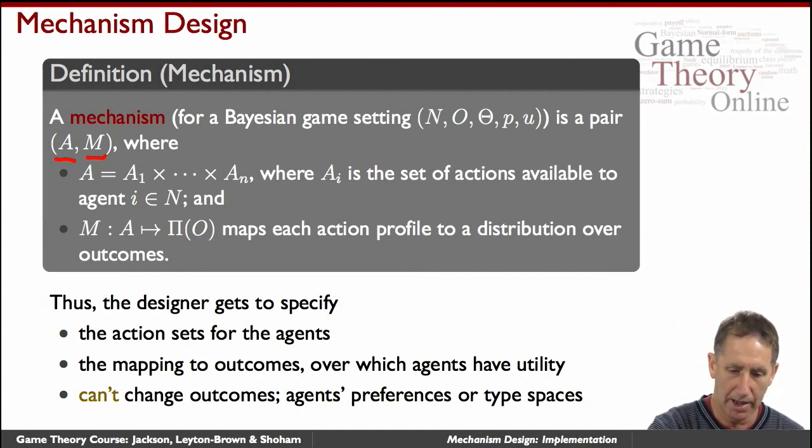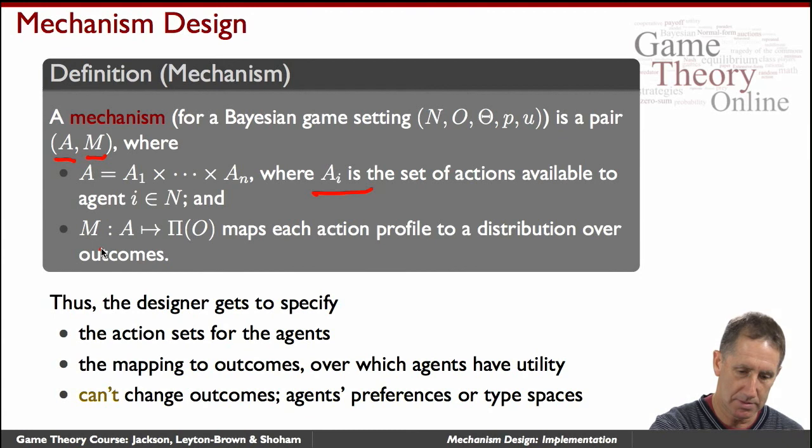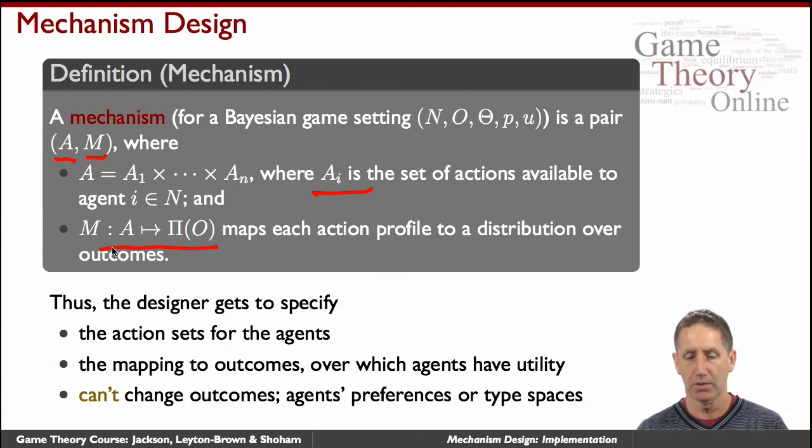So action is simply a set of actions for each of the agents. For example, in a voting situation, it might be to specify your entire ordering among the candidates, or to specify your top candidate, whatever the voting rules are. And a mapping says, based on those actions, for example, those votes, who is the winner.